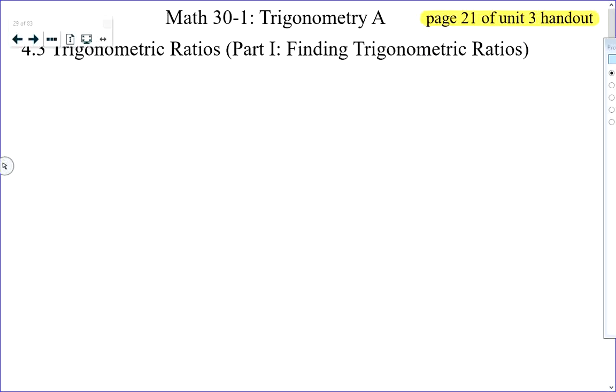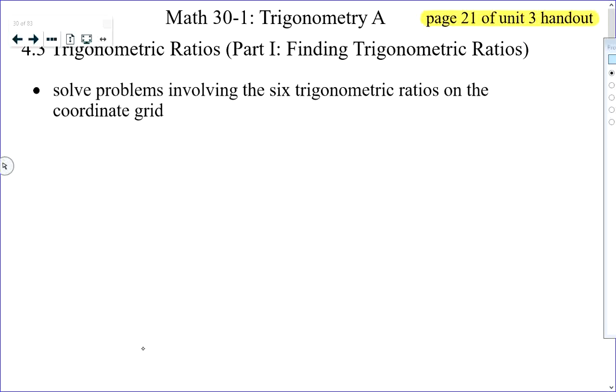What we're doing is finding trigonometric ratios. This is on page 21 of your unit handout. We're going to be solving problems involving the 6 trigonometric ratios on the coordinate grid.